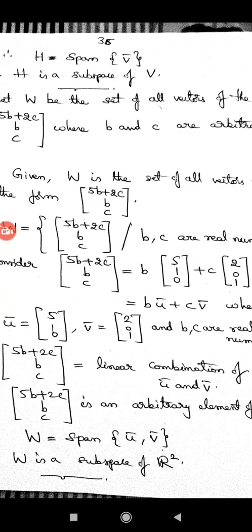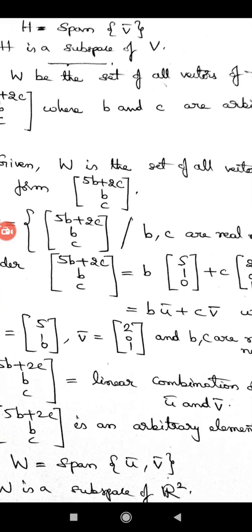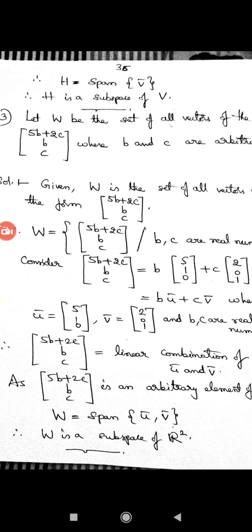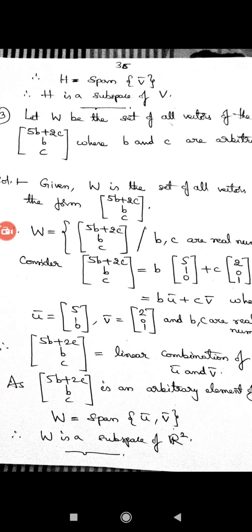If this vector that we have taken is an arbitrary element of W, we can say that every element of W is a linear combination of u bar and v bar. That means W is just equal to span of u bar comma v bar.